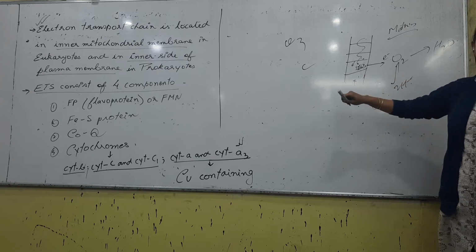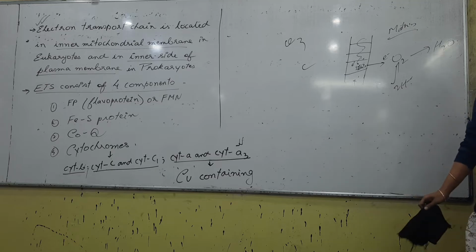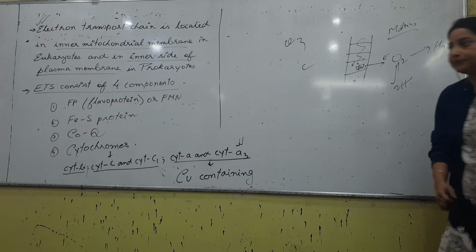It is always cytochrome A3 that donates the electron to oxygen, and where exactly is water formed? Water is formed inside the matrix of mitochondria.